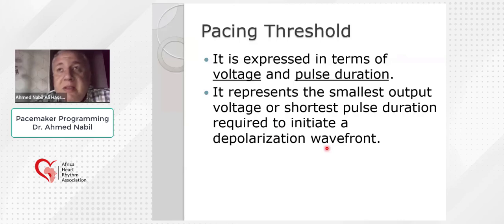If I do a pacing spike and it is not followed by a wave of depolarization, this means that this pacing did not capture. So if I have a pacing spike followed by a wave of depolarization, or a V wave, or a QRS complex at the surface ECG, this pacing is capturing. But if I don't have this wave of depolarization, then I have failure of capture.